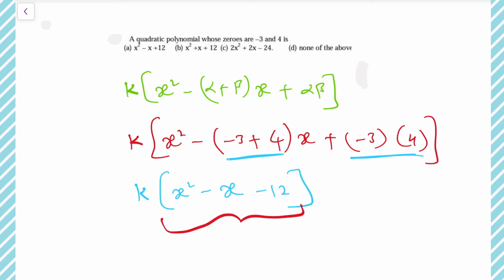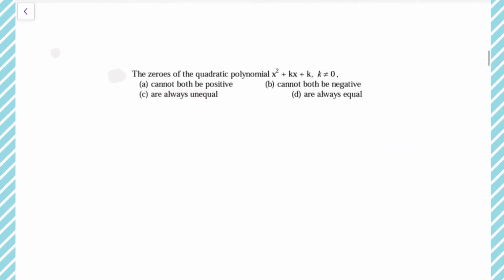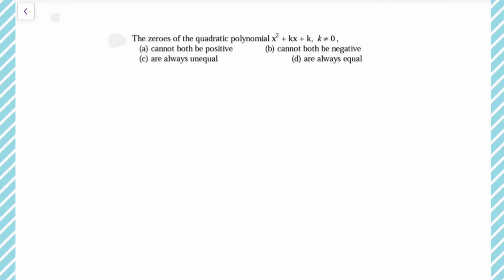But in the options it's not there, so no problem anyway. So none of the above then. Next, the zeros of the quadratic polynomial x square plus kx plus k. So let us check this.